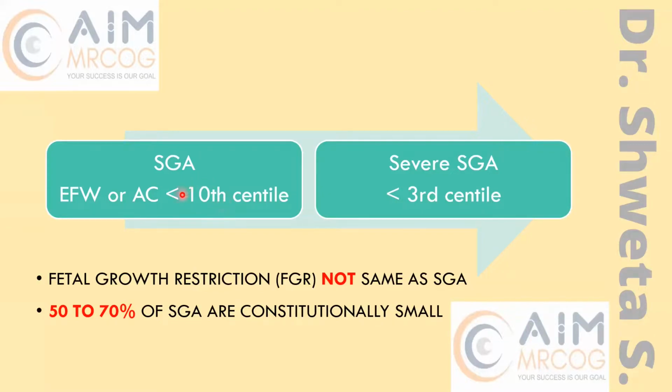If anything is more than 10 centile for the estimated fetal weight or abdominal circumference, you will not label it as SGA. Sometimes they will give you previous pregnancy, she had the baby 50th centile. So that means she was not having SGA in the previous baby. So this is the significance of knowing this centile. If you know it, you can diagnose whether it is SGA or not. So less than 10 centile is SGA and less than third centile is severe SGA. You label it severe when it is less than third centile.